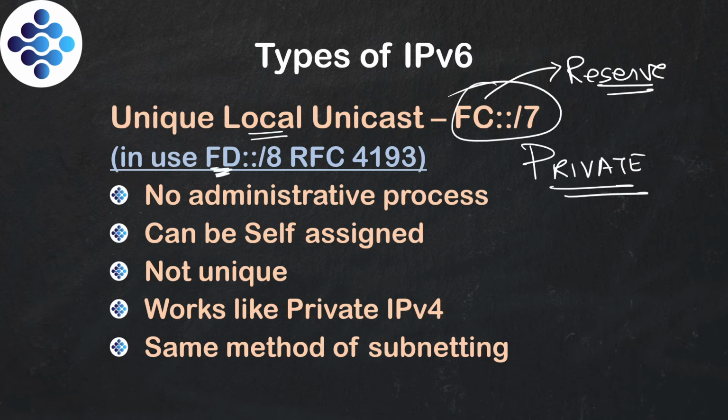Changed to FD, right? So in use is FD::/8, and the details of this rule have been mentioned in RFC 4193. As this is a sort of private IP address, there is no administrative process needed. You can assign it by yourself. They are definitely not unique. Works like private IPv4. And there is the same method of subnetting as we saw in Global Unicast.